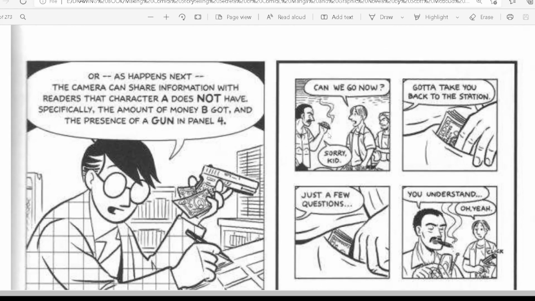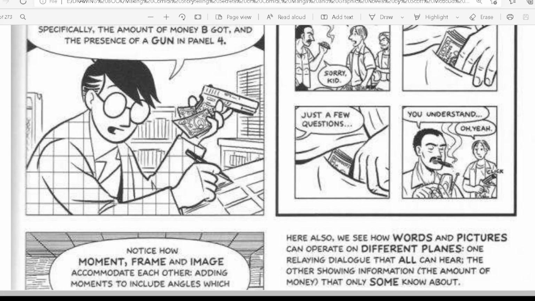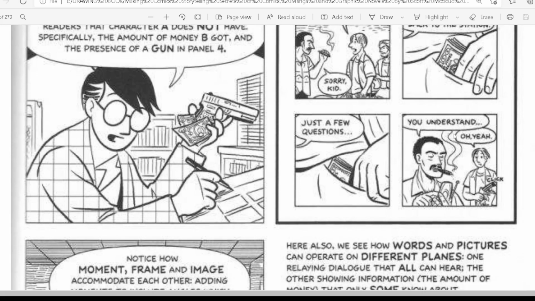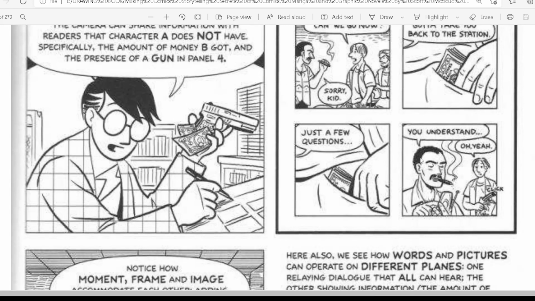So for the time being, the police have allowed him to go, and now you can see it seems like the police are saying, you understand, that means you are not a thief, that's why you can go.